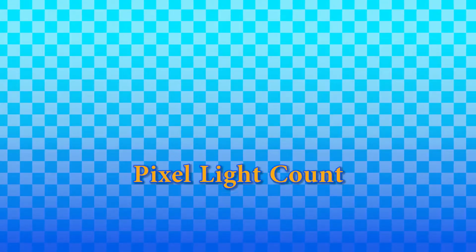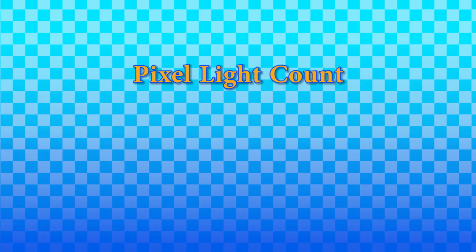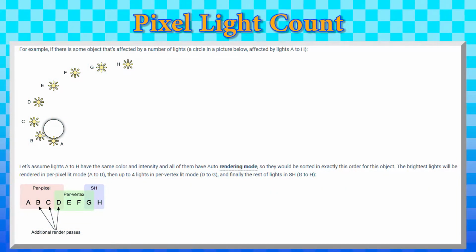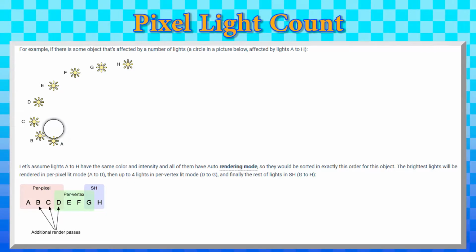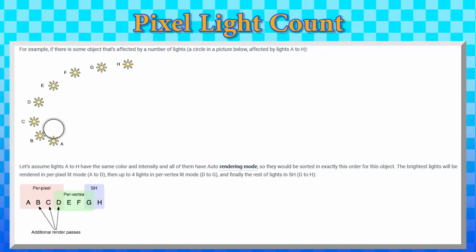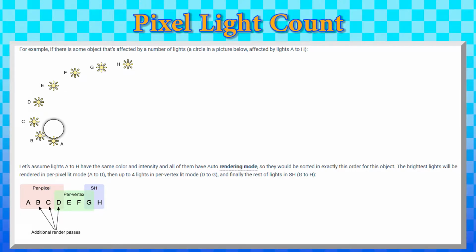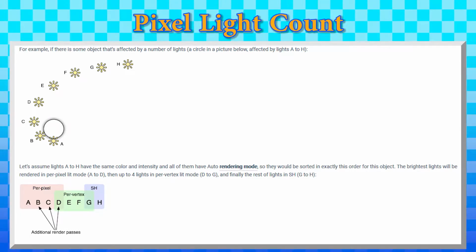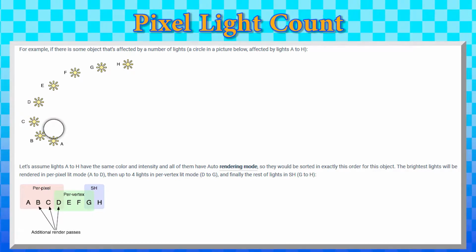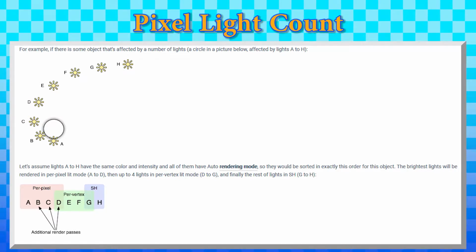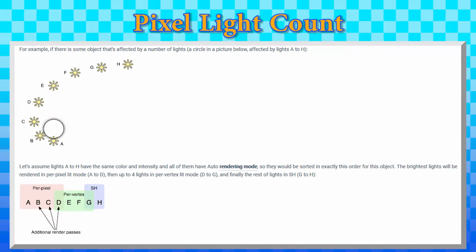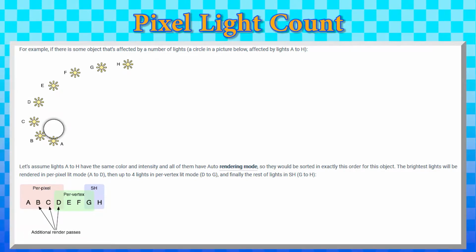Now, let's start with pixel light count. In forward rendering, some number of brightest lights that affect each object are rendered in fully per pixel lit mode. With pixel light count, we can control how many of these lights are rendered in per pixel light mode before it falls off to vertex lighting and spherical harmonics lighting. The higher the pixel light count, the more per pixel lit mode lights will be rendered, and therefore the more performance heavy your lights will be.